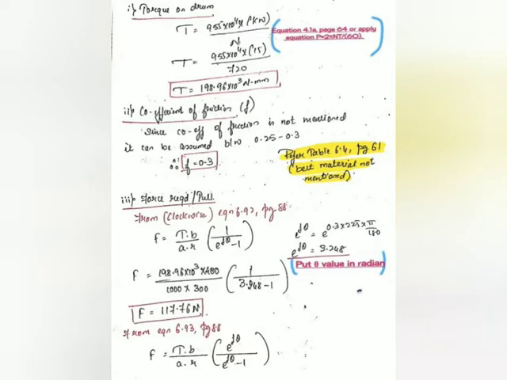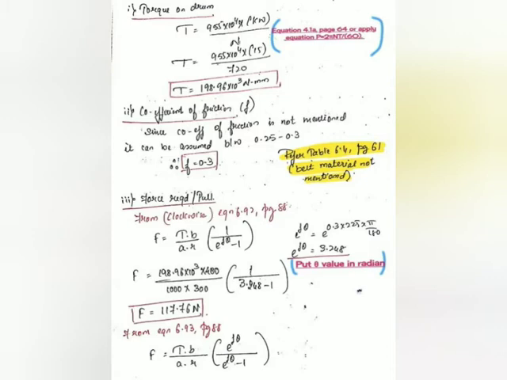And here, in e raised to f theta, theta is given, but you have to substitute theta in radians, which is why we are multiplying by pi by 180. So substituting all the values, F equals 117.76 Newton, considering clockwise rotation of the brake drum.